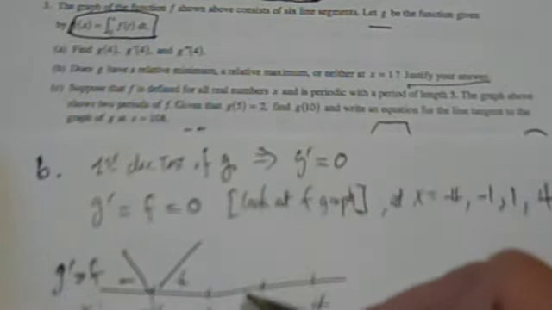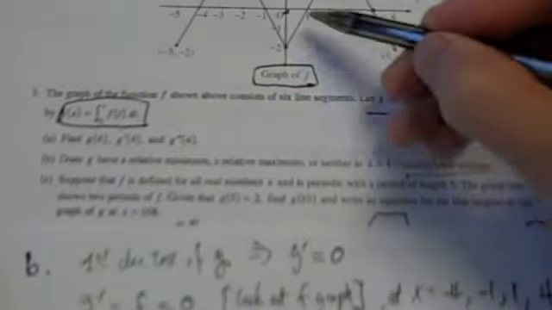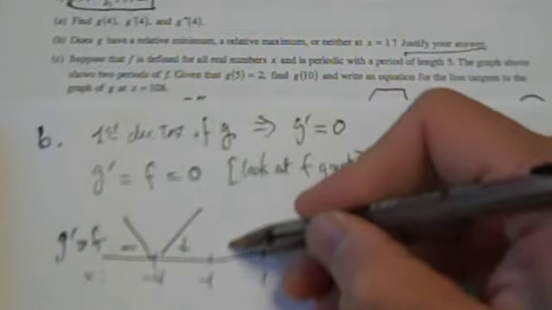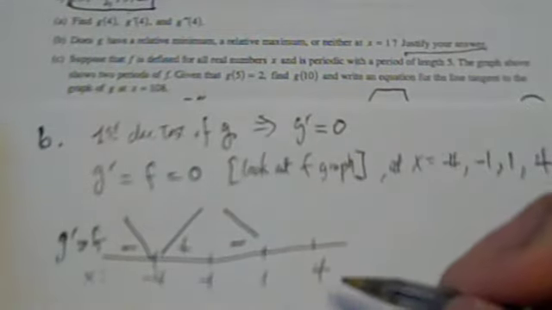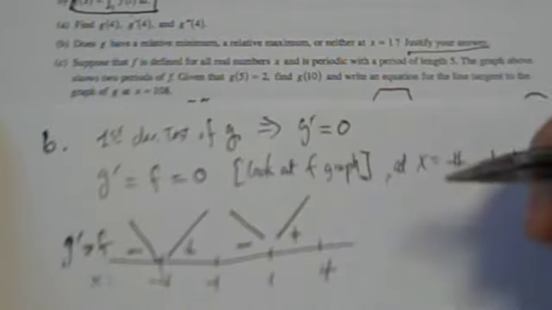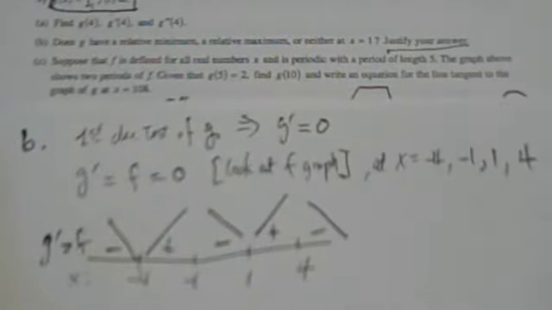Between -1 and 1, pick 0. If we look at 0, we get a negative value, so the graph goes down. Between 1 and 4, take 2 for example, and at 2, f is a positive value for g prime. Anything greater than 4, I say 5. 5 is a negative value, so it goes down.